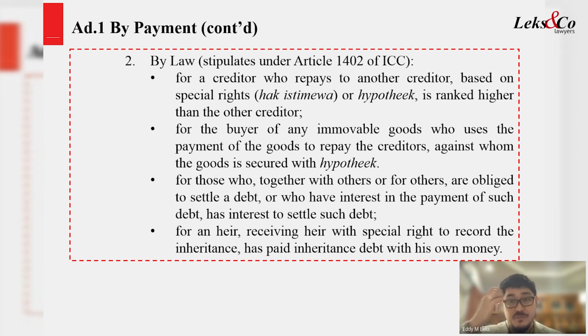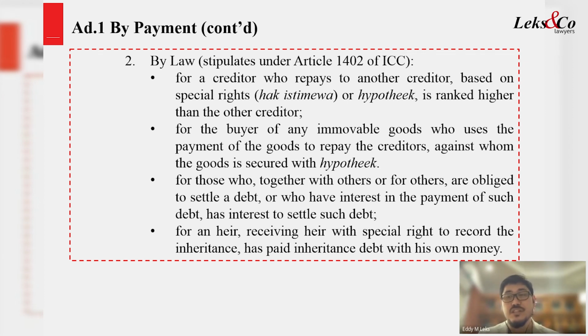For an heir receiving the inheritance with the special right to record the inheritance, who has paid an inheritance debt with his own money. So these four things are subrogation by law. But the two things before are subrogation by an agreement. So there has to be an agreement, of course, and it has to be in writing, I think. I don't think it can be inferred in this case, subrogation, because you have to prove that there is a subrogation.